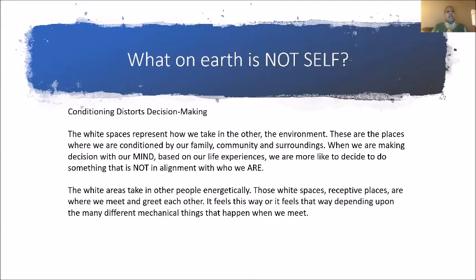The thing is when we are not entering into decision-making correctly, when we're using decision-making based on our mind, we are learning to make decisions based on what we think in our life experience and not really what's in alignment with what's right for us.